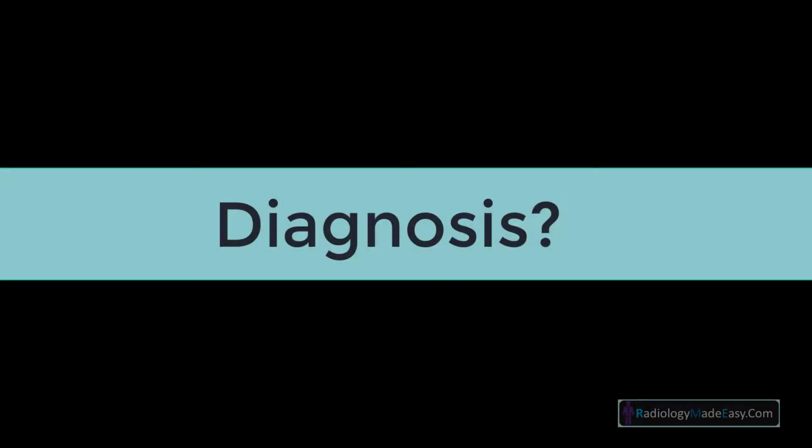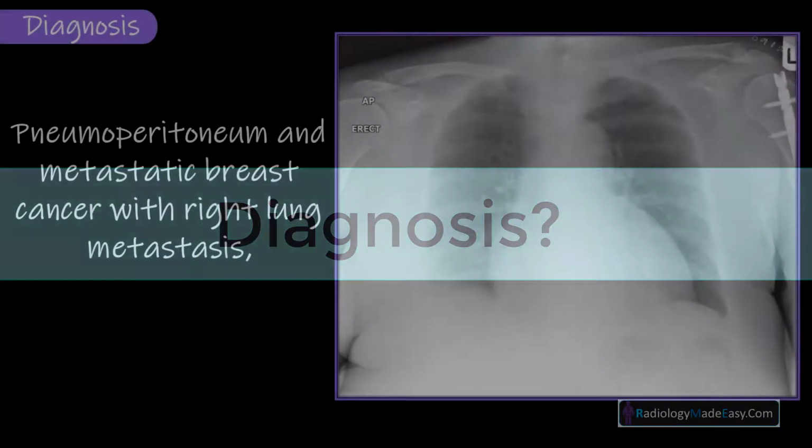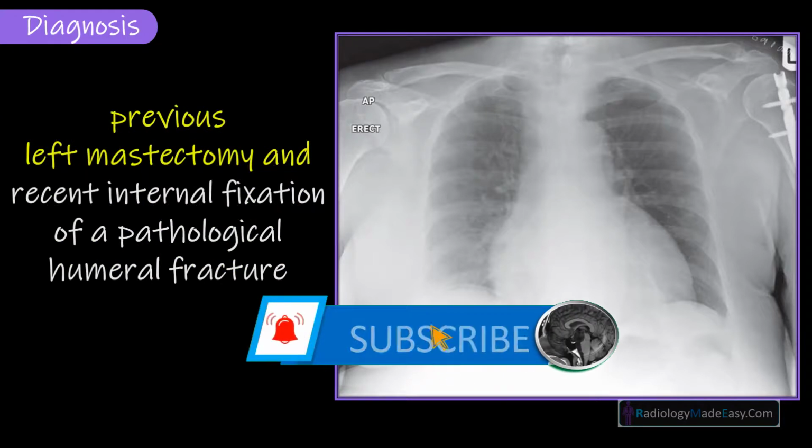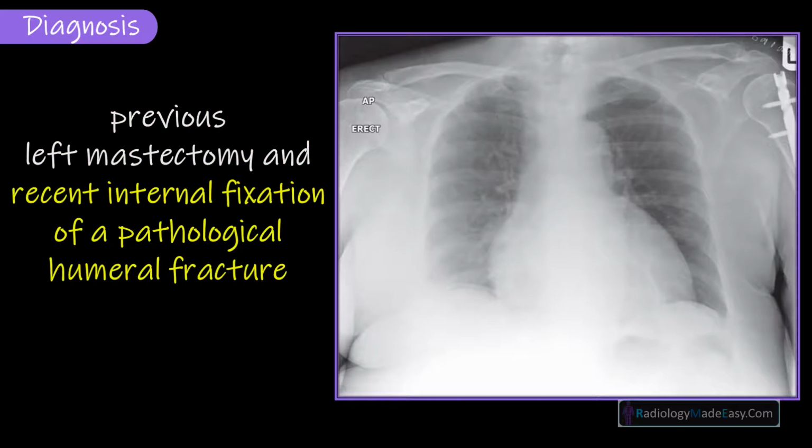So now, what is your final diagnosis? Here the diagnosis is pneumoperitoneum and metastatic breast cancer with right lung metastasis and also previous left mastectomy and recent internal fixation of a pathological humeral fracture.